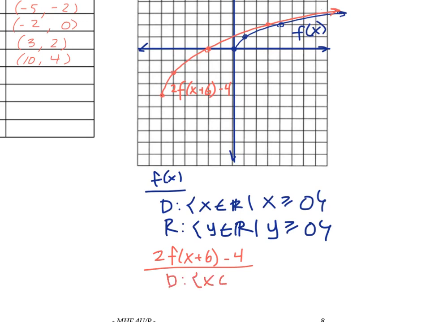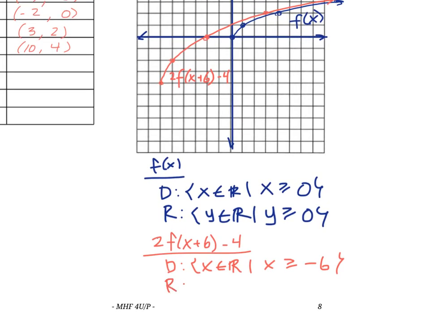We know x is going to be an element of real numbers such that x has to be greater than or equal to, that point in there is negative 6, right? And then the range is going to be y is an element of real numbers such that y, again down here we have this point at negative 4. Everything above negative 4 is part of the function, so y is greater than or equal to negative 4.